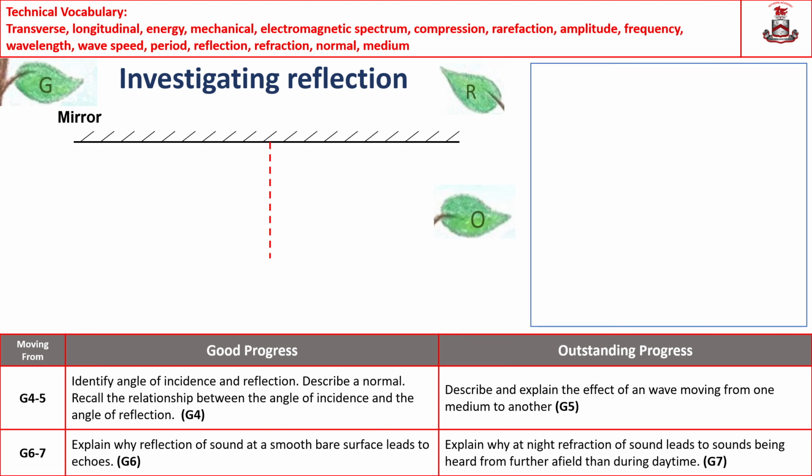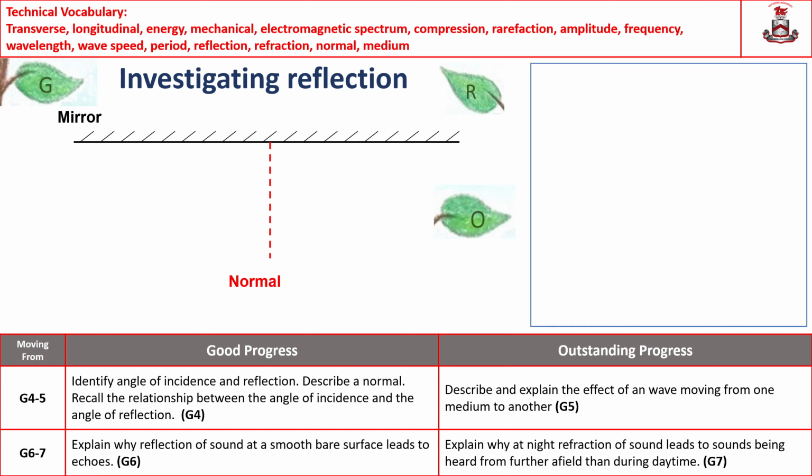Now, this red line here, so let's say you've got a mirror. The hatched bit to the back of the mirror, right? This is just saying that this is a mirror. It's a reflective surface. This red line here is called a normal line. It is at 90 degrees to the surface of the mirror. Now, normal lines are probably the most important part of this topic. You have to be able to draw them and know that they are at 90 degrees.